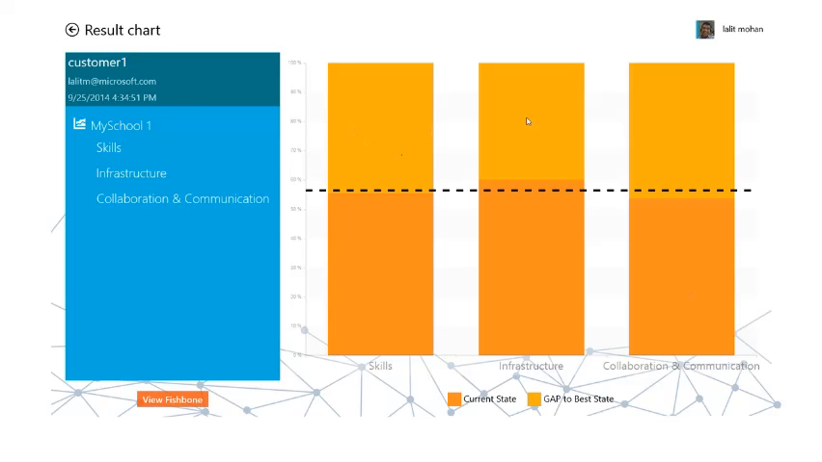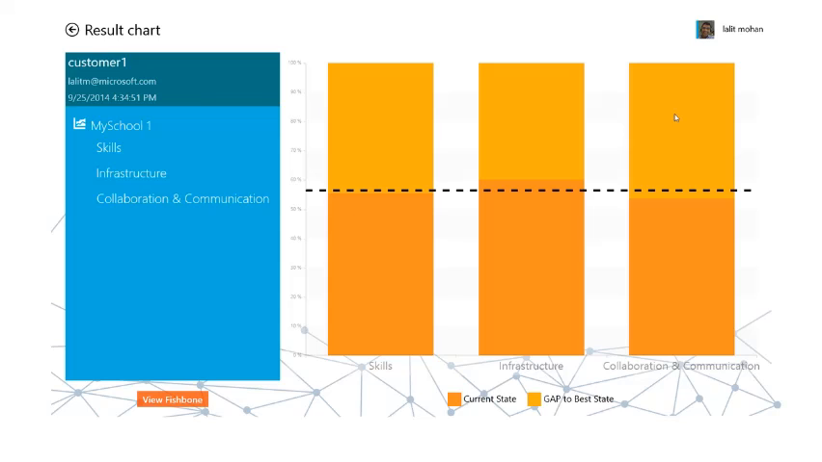The yellow bar for each section presents the gap to best state. For us sellers, that means potential to build opportunities in the respective sections of the scenario. In this example, Customer 1 scores about 57% overall for this My School 1 scenario. Skills is at about 55%, infrastructure at about 60%, and collaboration and communication again at about 55%.